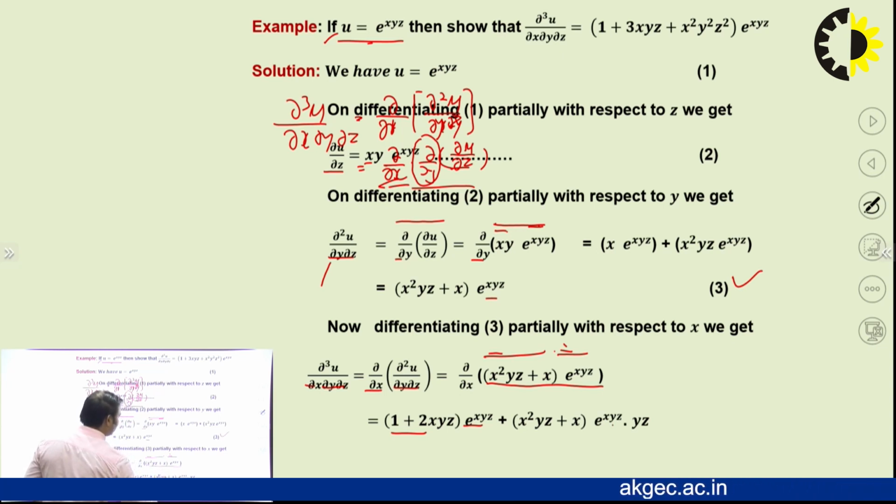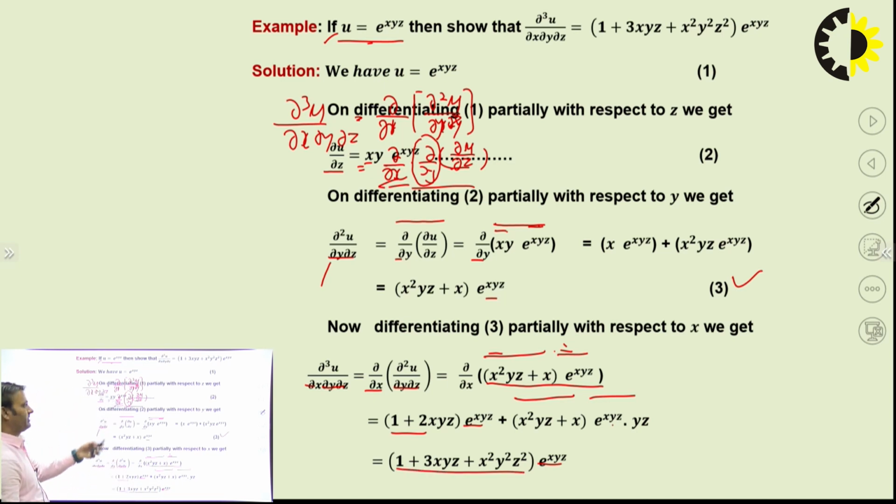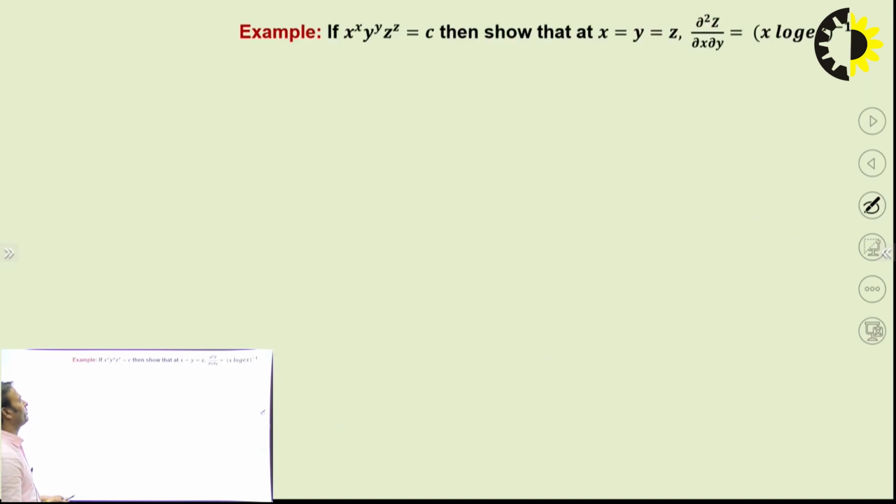x square yz plus x remain constant this time, and we have to differentiate the exponential function xyz. So its differentiation is going to take the product of yz, right? So finally, student, if I want to take the exponential function common from the entire function, we will have this answer that was already mentioned in the question. So student, it was a very important logic question.